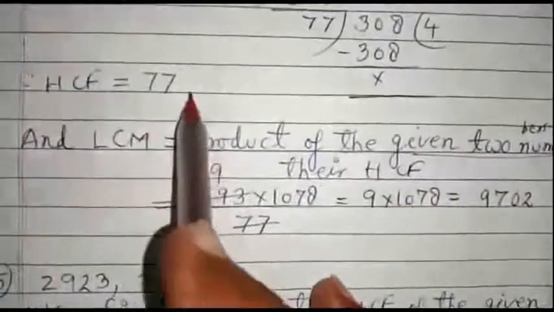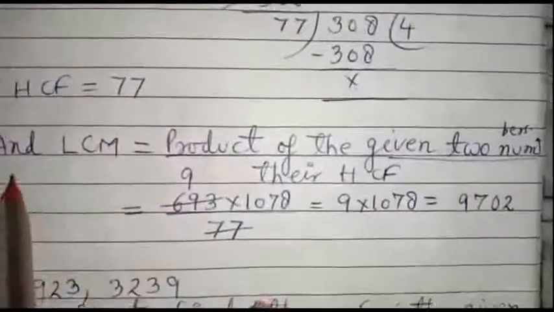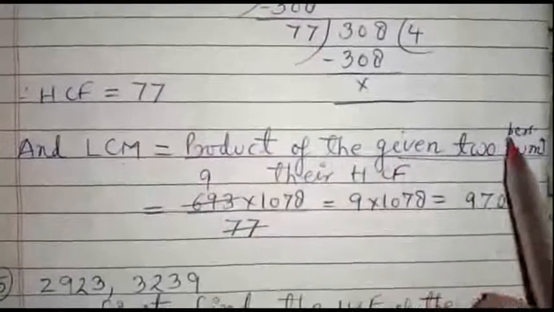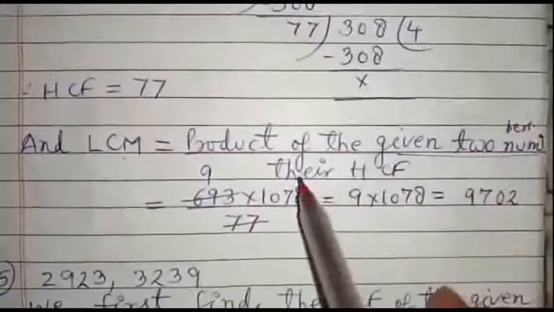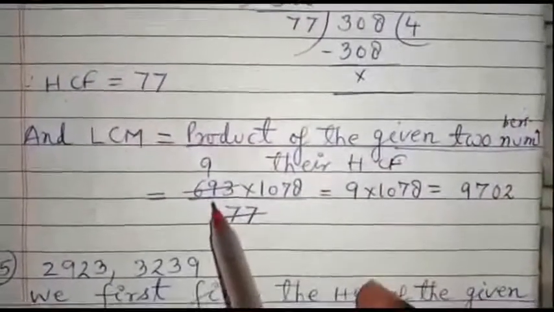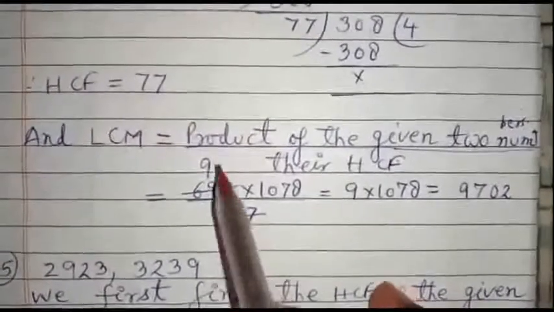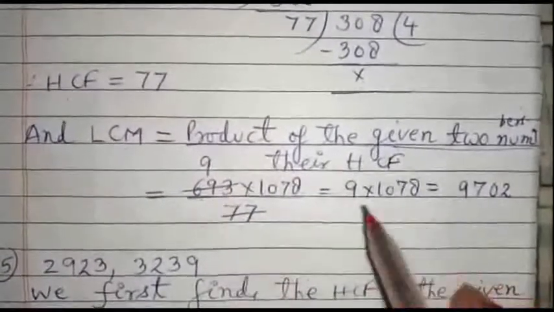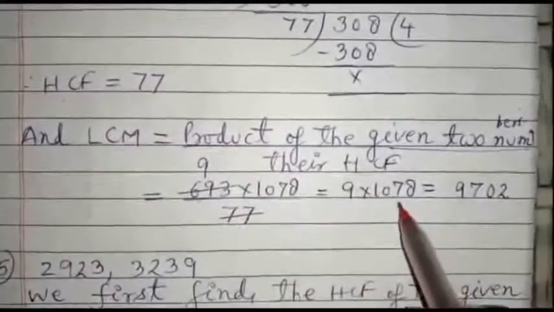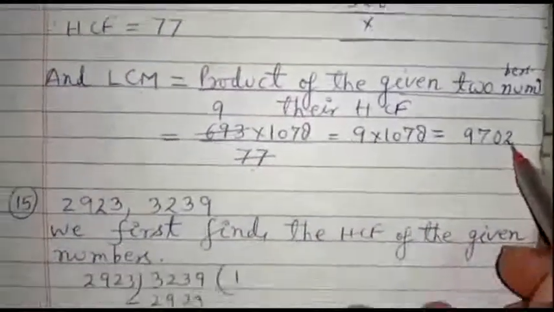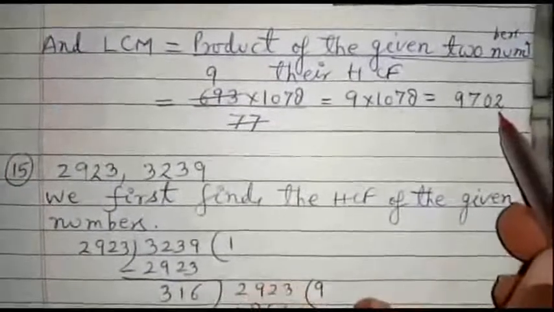Therefore HCF is 77. As we know the formula of LCM, product of the given two numbers divided by their HCF. 693 into 1078 divided by 77. 77 nines are 693. So we will get 9 into 1078, which will be 9702. So LCM will be 9702.